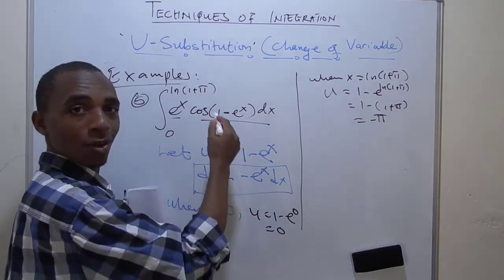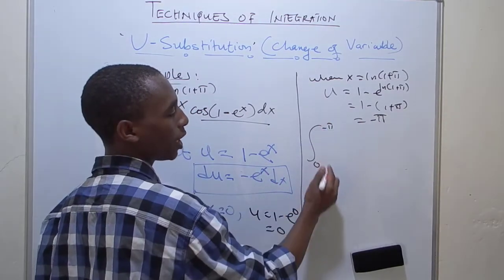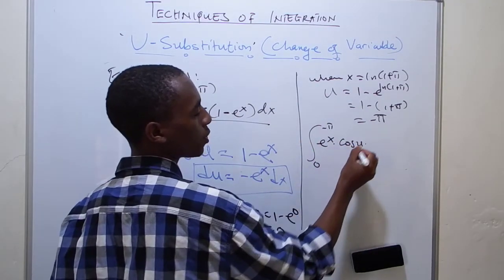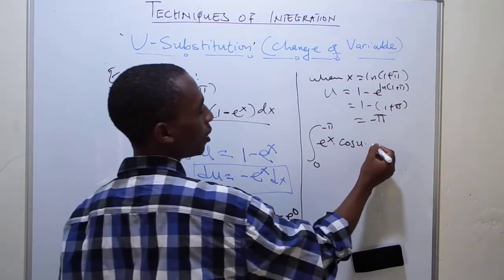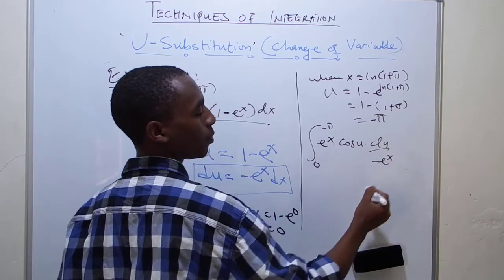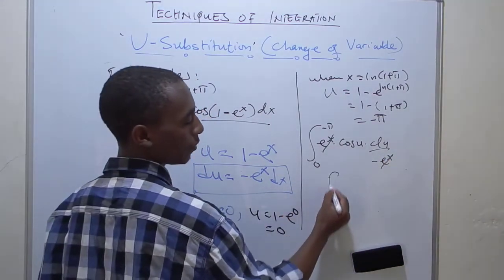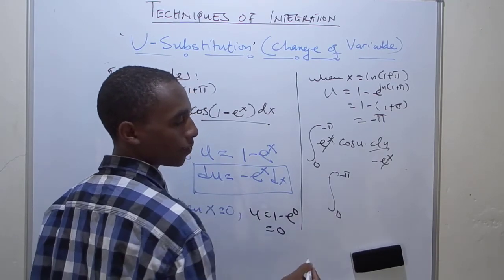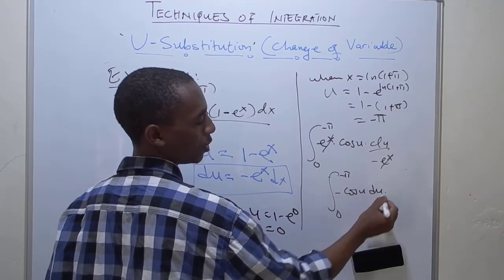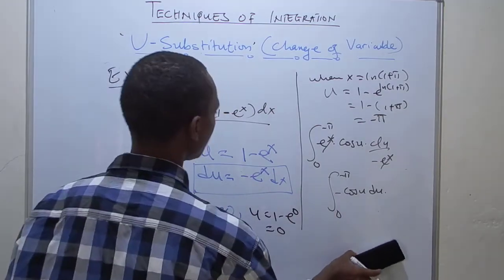So I will rewrite this whole integral as the integral from 0 to negative pi of e to the x times cosine of u times, instead of dx, I write du over negative e to the x. So this cancels out with this, and we have the integral from 0 to negative pi of negative cos u du. So let me clear up this and we actually finish up with this.